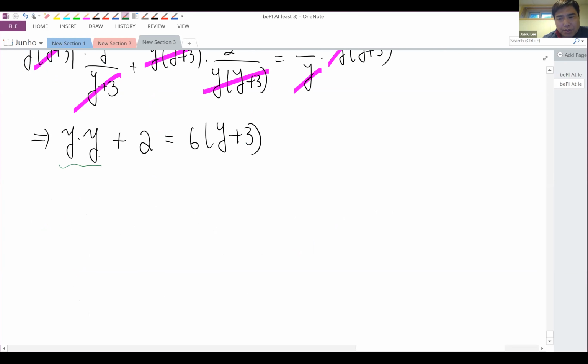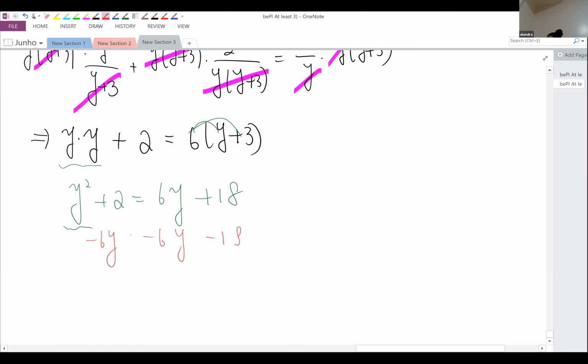Y times y becomes y squared. So y squared plus 2 is equal to 6y plus 18. Okay, so now it looks like a quadratic equation. So I'm going to move every term to the side where our leading term is located. So I'm going to subtract 6y, then subtract 18, and this is gone here.